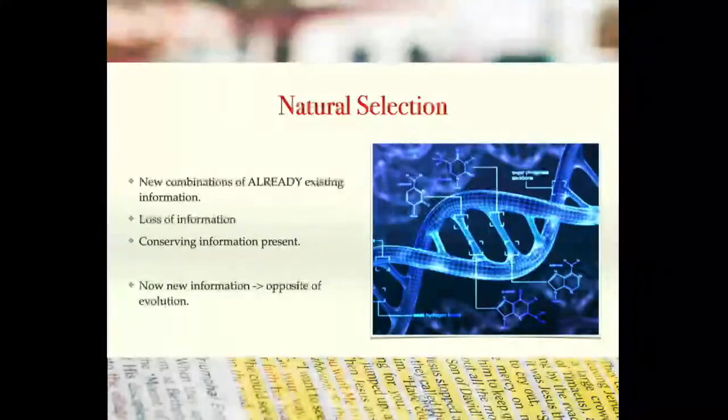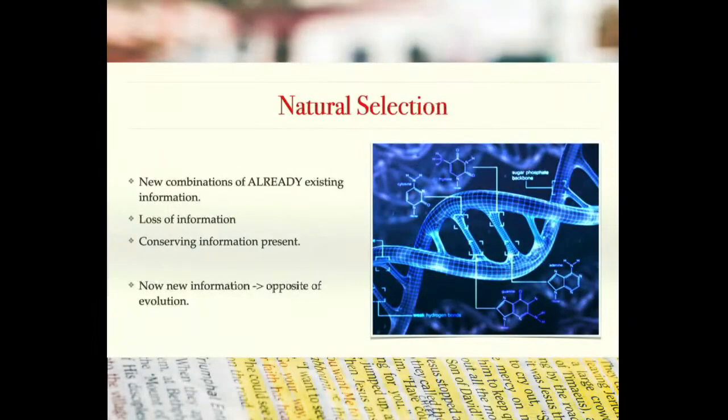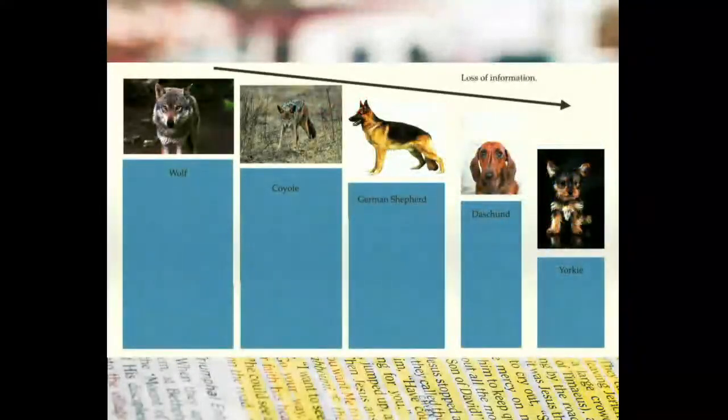So what is natural selection? New combinations of already existing information, number one. Number two, loss of information. And number three, conserving of the information that is present. So now there is no new information, right? It is the opposite of evolution, right? You see, the interpretation of that was wrong. The scientific data says natural selection through adaptation and speciation, right?